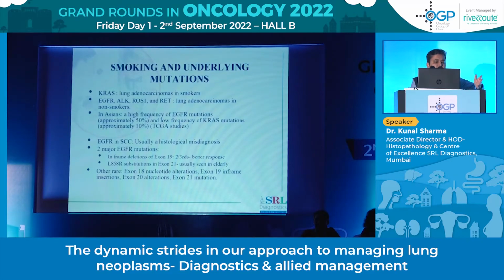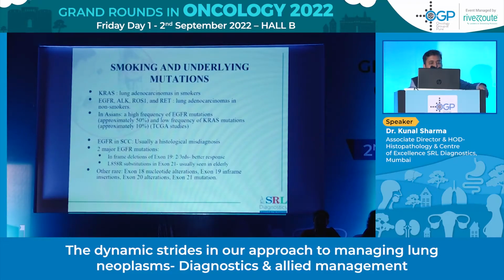As I told you earlier, Asians usually show a high frequency of EGFR mutations. The two major EGFR mutations we see are the in-frame deletions of exon 19, which show better response, and the L858R substitutions in exon 21, which are usually seen in the elderly. So it's important to know in EGFR mutations what kind of mutation we are talking about, because the response differs. There are other rare mutations that we encounter, and whenever a patient progresses on first generation TKIs, you should definitely test for alternate pathways of resistance, which would first of all include T790M mutations and then the other pathways.